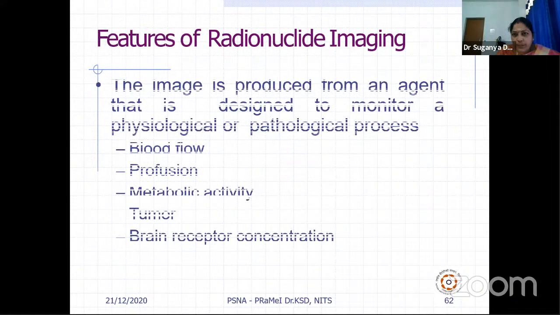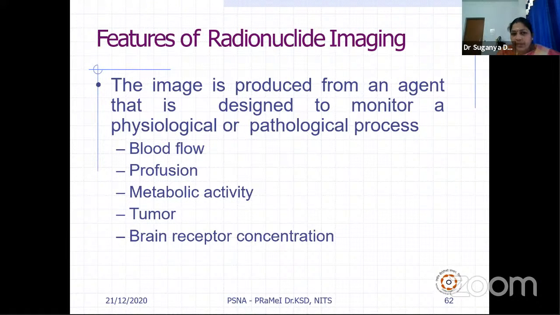The feature of this radionuclide imaging is that the image is produced from an agent that is designed to monitor a physiological or pathological process, like blood flow, perfusion, metabolic activity, tumor, brain receptor concentration. But all these are nothing but functional things, not structural or anatomical things, right?